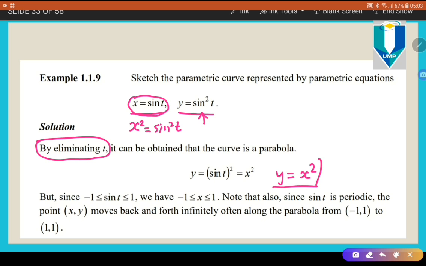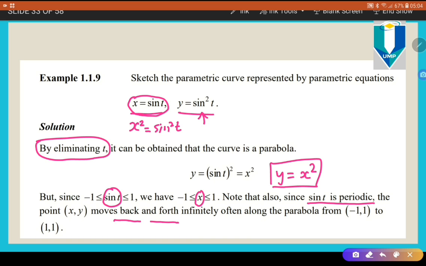So this is a parabola. For orientation, we need to actually get the values of t. Sine t is from -1 to 1, and so the x value varies from -1 to 1, but sine t is periodic, so it moves back and forth infinitely along this parabola, from (-1, 1) to (1, 1).